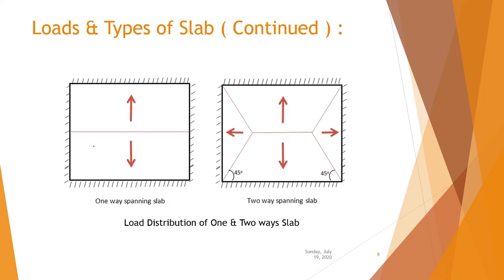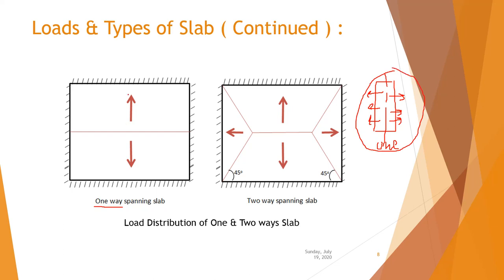And this is the load distribution of the one-way and the two-way slab. As you know from the structural analysis, when you have a one-way slab, how the load distribution will be. Suppose that we have this slab, and this is a one-way slab. So you will divide it into two pieces, like here. Half of the load will go to the right side, and half of the load will go to the left side.